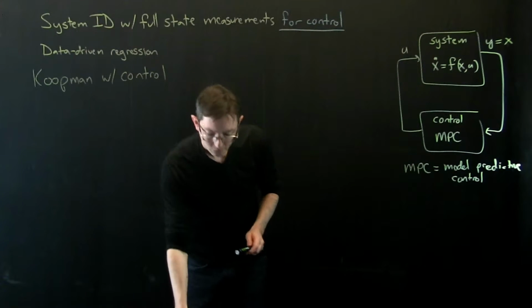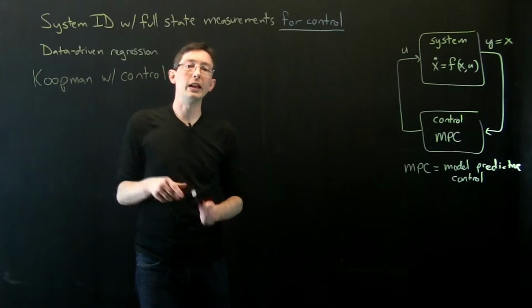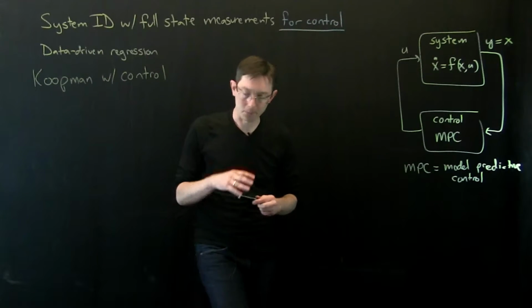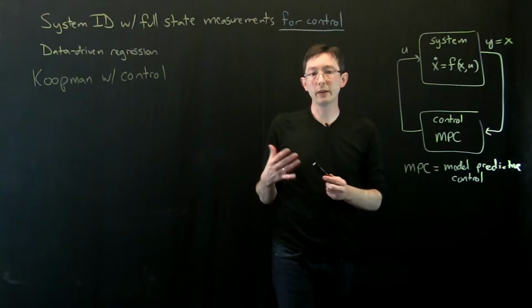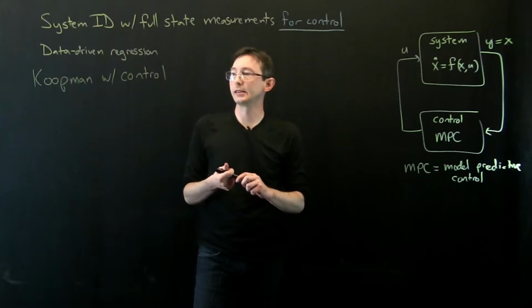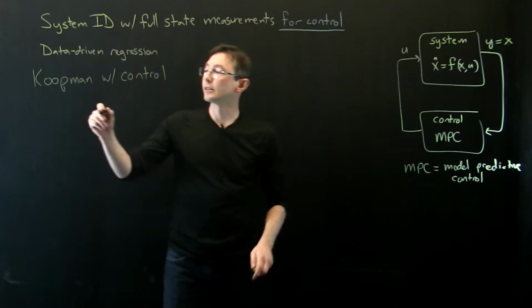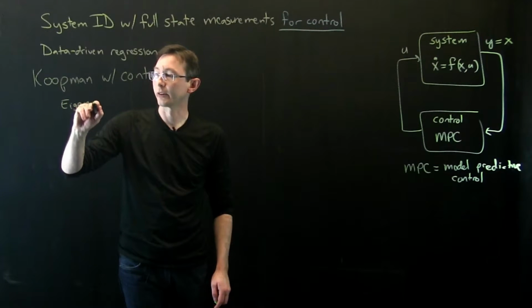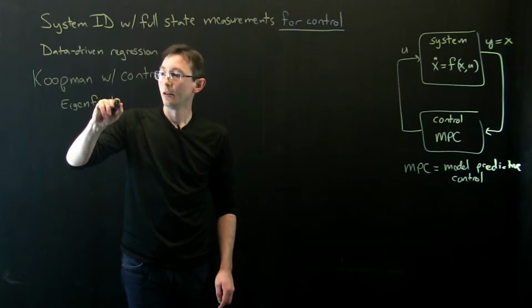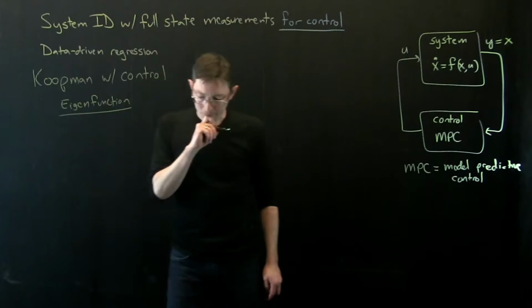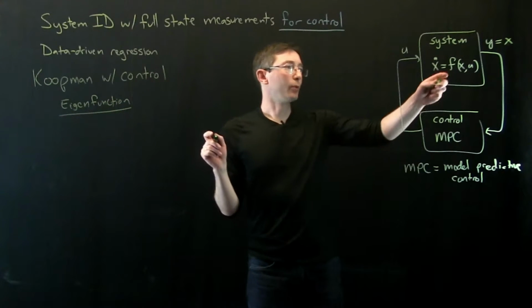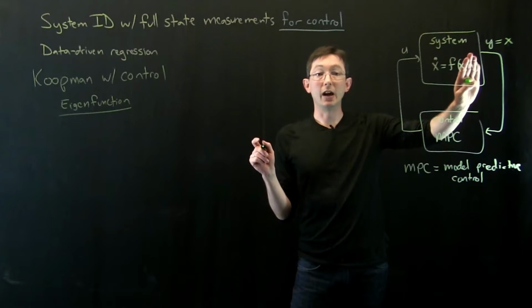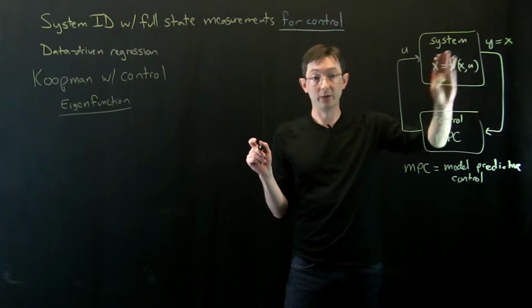Okay, so I'm going to tell you a few different flavors of Koopman with control. One of the things I like to do is think about eigenfunctions. So let's think about what an eigenfunction of the Koopman operator looks like. The idea here is that what we're first going to do is characterize the unforced system with no input, with u equals 0.